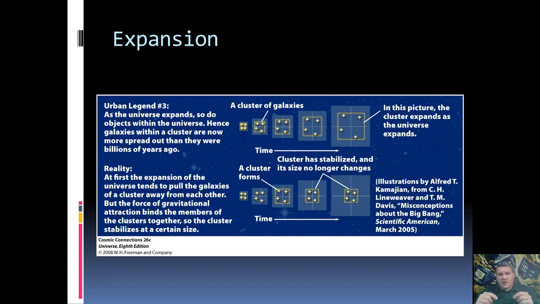This doesn't work on the scale of a supercluster. There's not enough gravity holding the clusters together in a supercluster against the expansion of space. In other words, galaxy clusters in a supercluster are spreading away from each other because of the expansion of space.